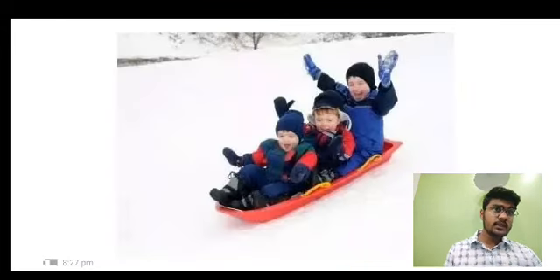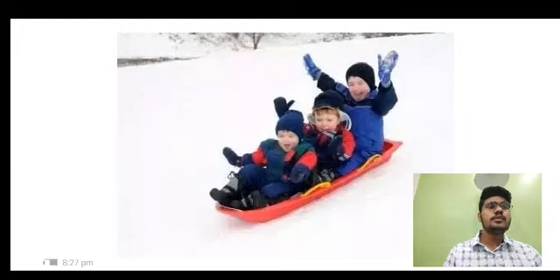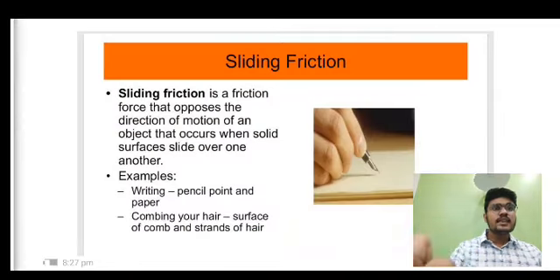Here the object is not at rest, right? Three children are sitting on a slide and happily enjoying that snow world. What is that friction? Which force is dragging them back? As you can see, after sliding, after some time they will stop, right? Why are they stopping? Because of friction only. Because friction is an opposite force. That friction is sliding friction.